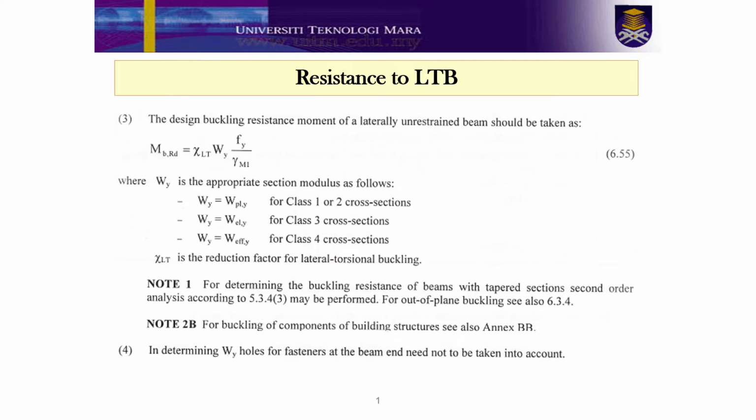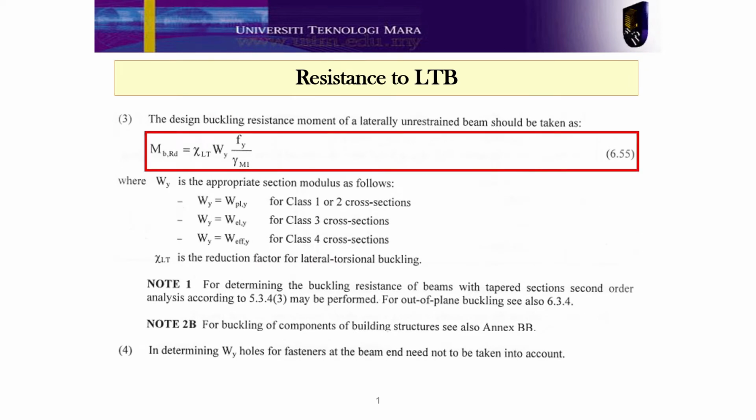The design buckling resistance should be taken as given in equation 6.55 in clause 6.3.2.1.3, and is a function of 1. The elastic critical moment, MCR, and 2. The buckling factor, chi LT, whereby the elastic section modulus, Wy, is dependent on the classification of the cross-section.